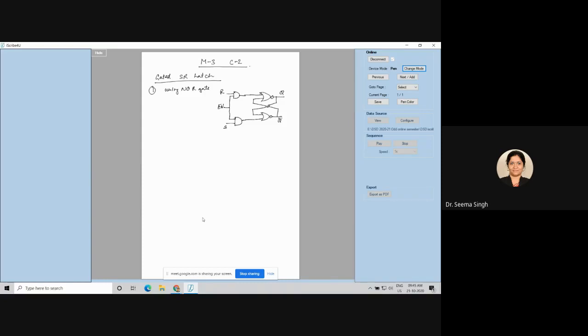So what will happen now? If enable is high, understand the working now. If enable is high, then only whatever is there at R will come here and whatever is there at S will come here. Because you know that for an AND gate, if one of the inputs is 1, the output becomes equal to the other input. So if enable is high and R is 0, output will be 0. Enable is high, R is 1, output will be 1. So when enable is high, meaning one of the inputs of these two AND gates is high, your R is reflected here, your S is reflected here.